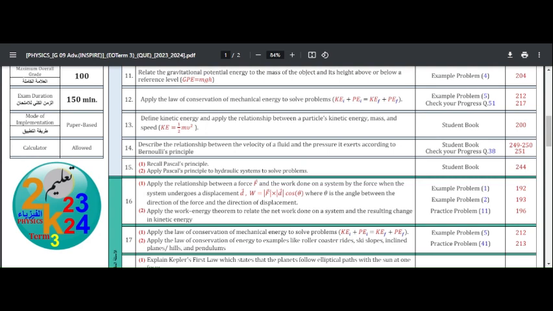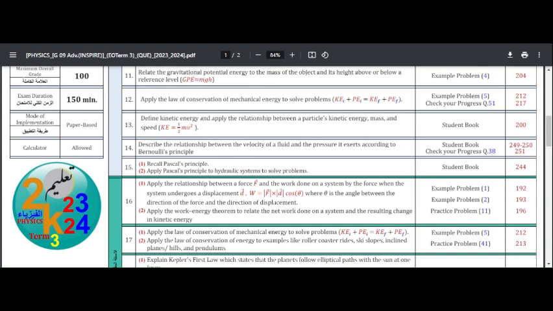to relate the gravitational potential energy to the mass of the object and its height above or below a reference level. Okay, so in this question, what we must be careful is we must read the question and first figure out what is the reference level that they are talking about. They will give you a specific reference level, from which you have to calculate the height of the object. Only then you will get the correct value for the gravitational potential energy.